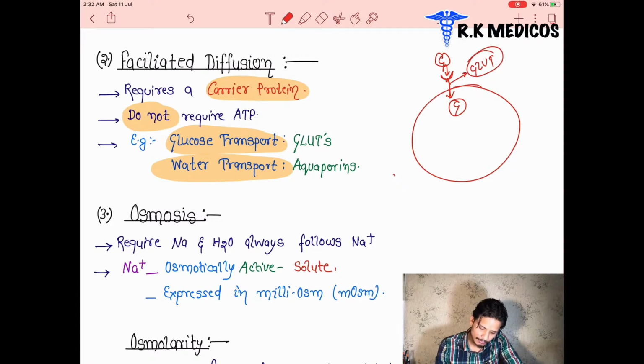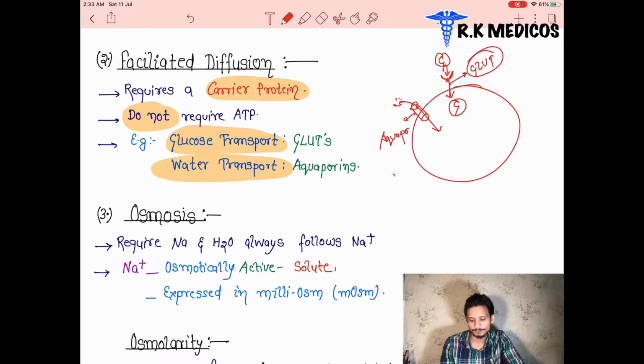These receptors are called GLUT receptors, and this is a special type of carrier mediated protein. Once again, there is a channel through which water enters, and these water channels are called aquaporins. Aqua means water, porins means pore-like structure. These two different types of transport come under facilitated diffusion: the glucose transporter and the water transporter. The glucose transporter is called GLUT and the water transporters are called aquaporins. So these two examples are related to facilitated diffusion.